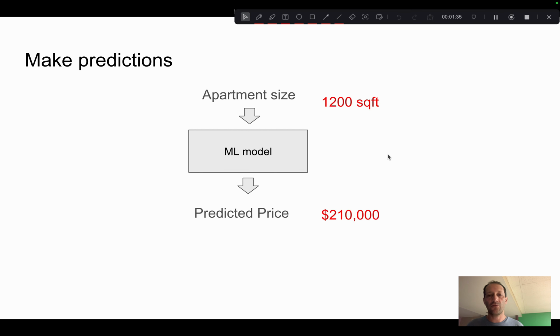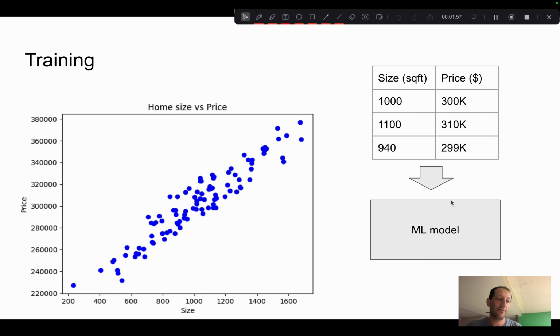Now, if everything works well, you would be able to give it the size of an apartment, like 1,200 square feet, and then it will give you a prediction value of $210,000. Now, for the model to be able to do all this, you've got to train that model. And so the way that works is you create a data set of apartments and their known prices, right? So this could be historic values.